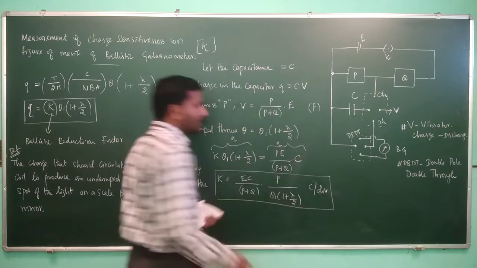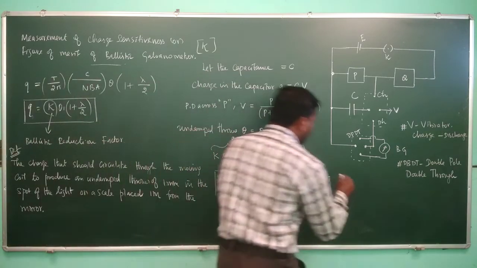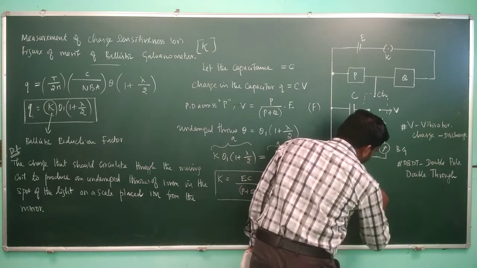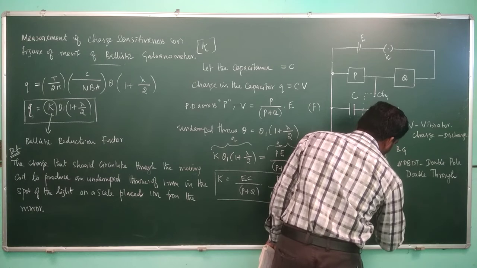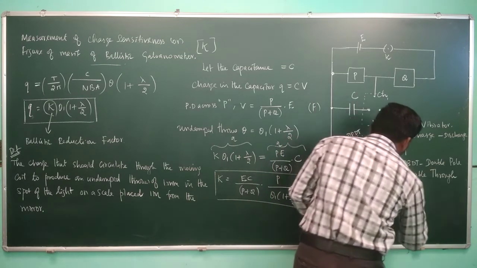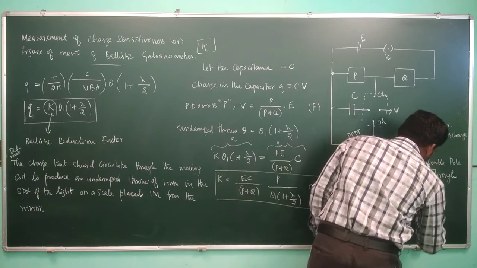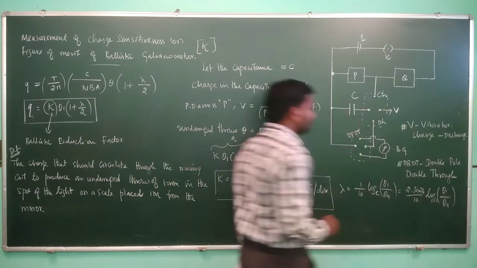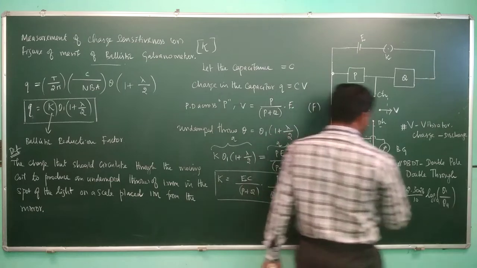This is the charge sensitiveness of the ballistic galvanometer. And if you want to calculate the lambda, you have to calculate the first throw and the 11th throw, and we can write the formula for that. We have already written 1 by 10 log to the base e theta 1 by theta 11, or this you can write 2.3026 by 10 log to the base 10 theta 1 by theta 11. Okay, these are the formulas which are used to calculate the current sensitiveness, right?